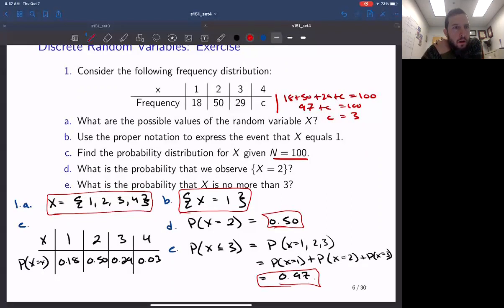Brooke, why did you make the frequencies into decimals? In part C, we're asked to find the probability distribution for X. The probability distribution uses the relative frequencies. So a valid probability distribution would give the relative frequency, or the percentage, or the probability of each outcome. That would have to be a number between 0 and 1 by definition.